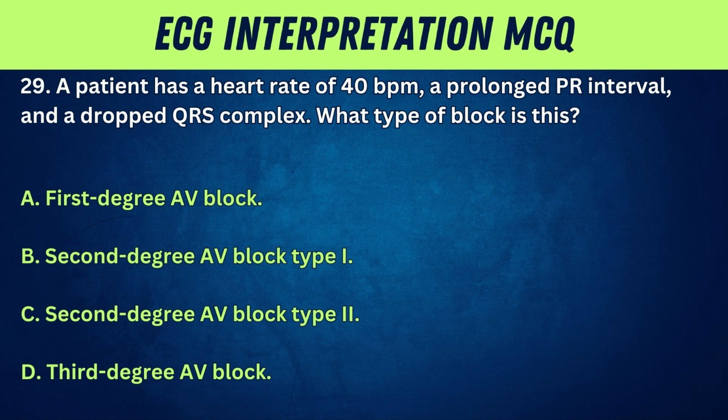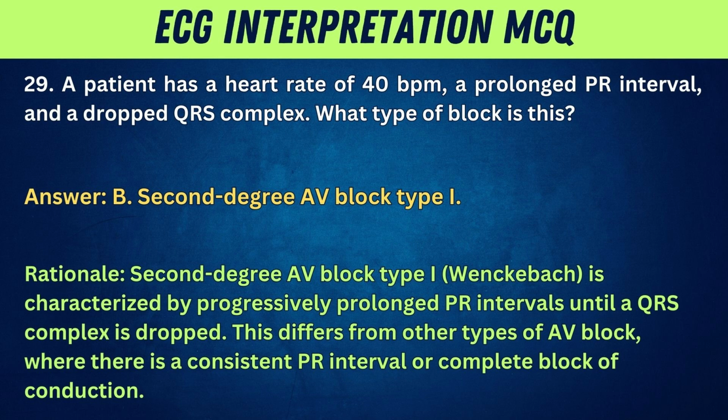29. A patient has a heart rate of 40 BPM, a prolonged PR interval, and a dropped QRS complex. What type of block is this? A. First-degree AV block. B. Second-degree AV block type I. C. Second-degree AV block type 2. D. Third-degree AV block. Answer: B. Second-degree AV block type I.